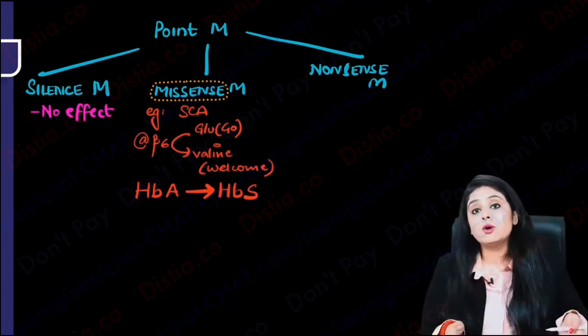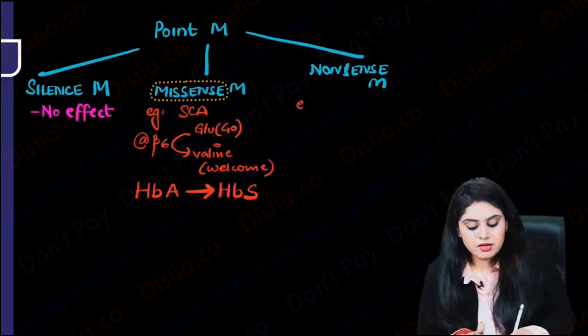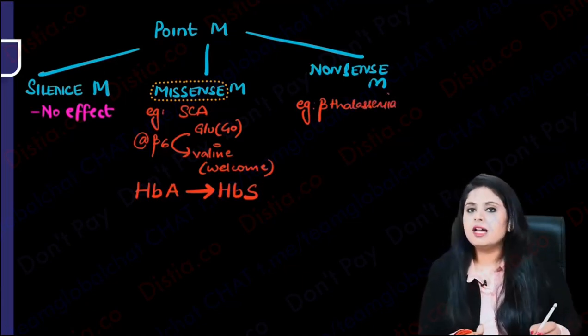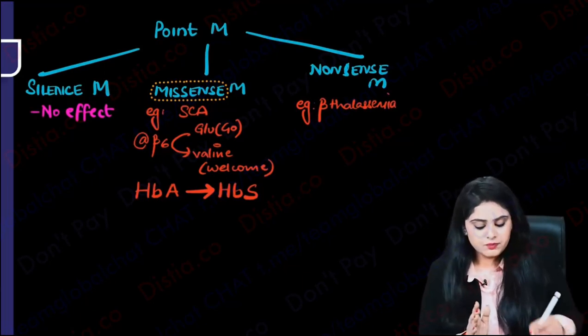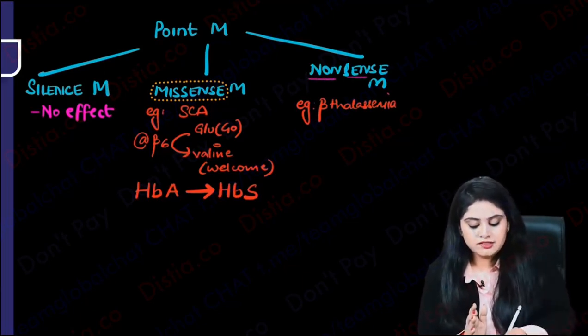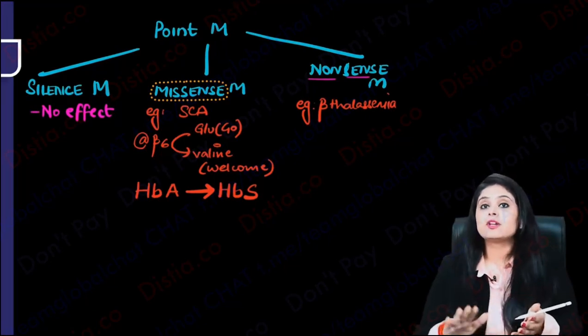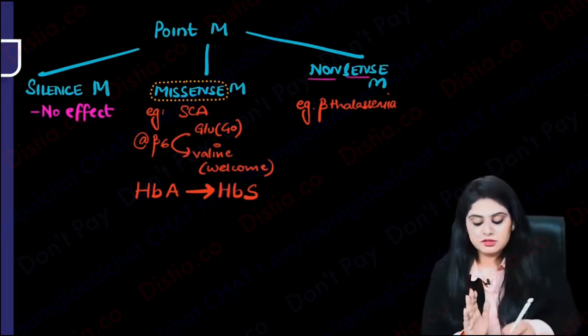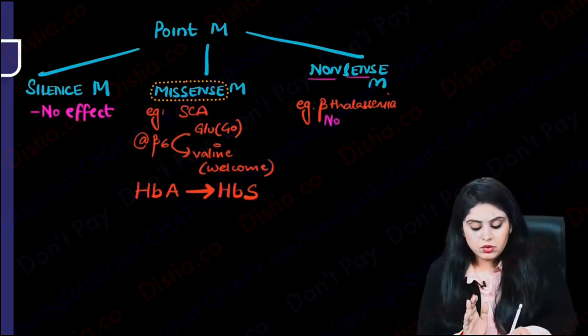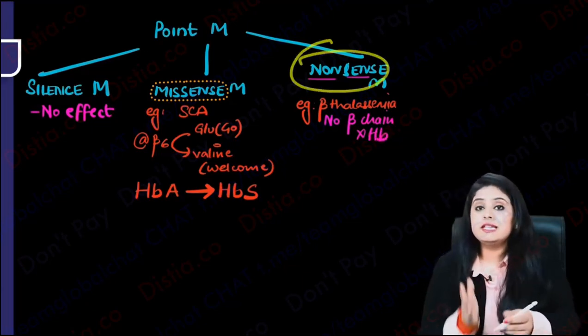Versus if I'm talking about a nonsense mutation, I'm sure everyone has heard of beta thalassemia, a very famous anemia. In beta thalassemia, is there any beta chain production? No, everything has stopped. Nonsense. Hemoglobin production has stopped. See, look at the difference. Over here, there are no beta chains, which means no hemoglobin production is happening. So over here, everything has stopped.